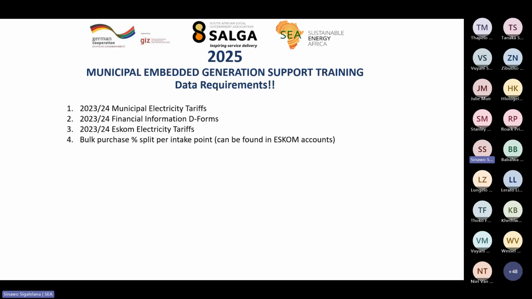So the 2023-2024 municipal electricity tariffs, so your tariff book for that year, and your financial information deforms for that particular year. Essentially, if you identify a customer where you want to introduce an embedded generation tariff, we must know how many customers have that kind of tariff, and also how many kilowatt hours you are selling to those particular customers. So a deform is usually an easier way to determine that.